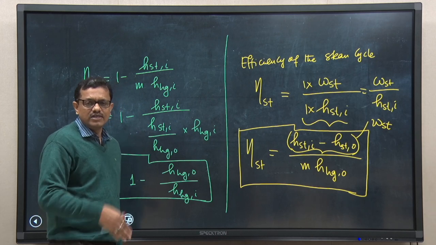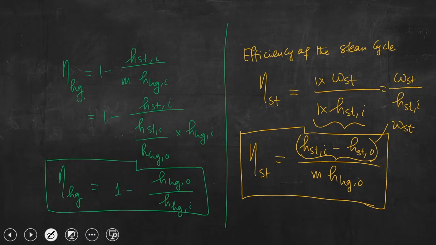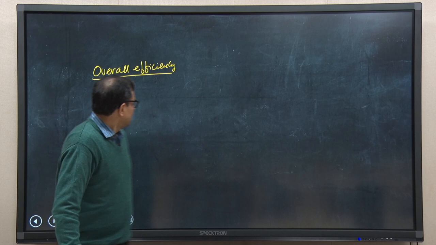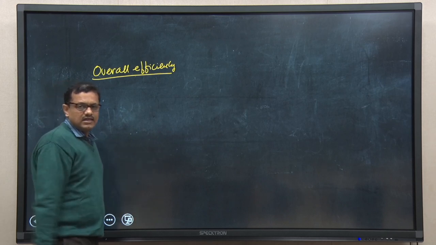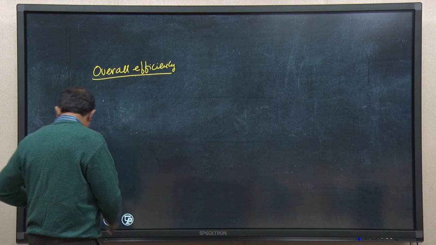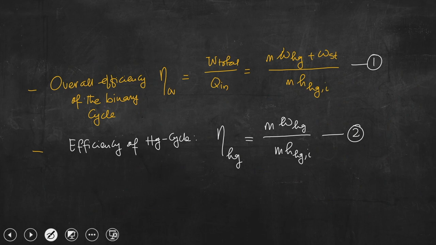So if you would like to do it, we need to do further calculation. If we try to write the overall efficiency, because we need to know the contribution coming from both the mercury cycle and the steam cycle towards the overall efficiency. Is it 60%, 40%? Is it 50%, 50%? Or is it 30%, 70%? So the overall efficiency, that is eta overall, what we had written, if we go back to the previous slide, is this expression: m WHG plus WST by this. Okay.